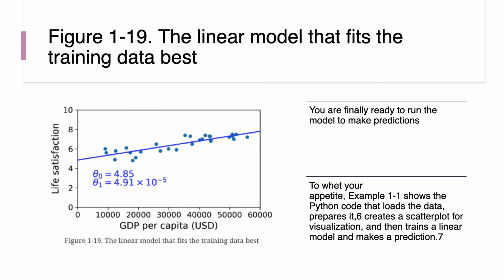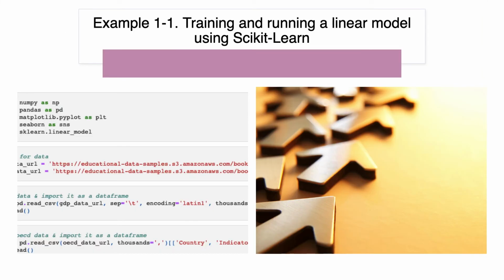To whet your appetite, Example 1-1 shows the Python code that loads the data, prepares it, creates a scatterplot for visualization, and then trains a linear model and makes a prediction. Example 1-1. Training and running a linear model using scikit-learn. I won't discuss the code here, as this is self-explanatory. You can check the link in description to find this code and a written explanation along with it.